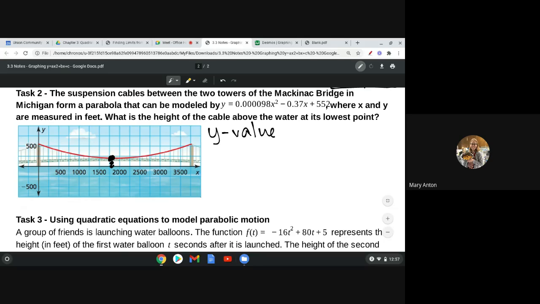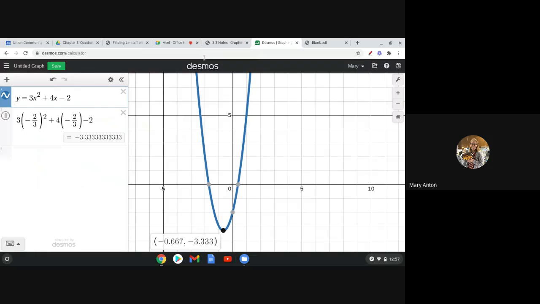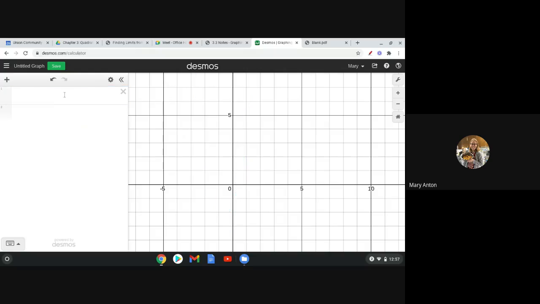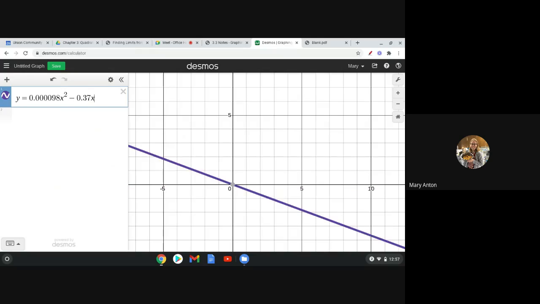Is it 250? No, not quite. But hey, can someone read it to me because I can't remember. It's y equals 0.0000 98x squared minus 0.37x plus 552.